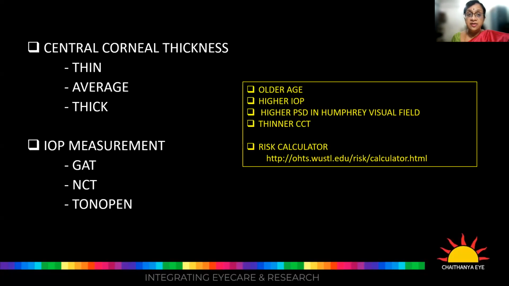So the pearl here is that, just as mentioned in the OHTS study, in patients with ocular hypertension, glaucoma suspects, and patients with NTG, it is mandatory to do a central corneal thickness. And central corneal thickness is not a single value. It just means that you can divide the patients into normal thickness, thin cornea, or thick cornea, and it is the thin cornea which has a risk of progression.